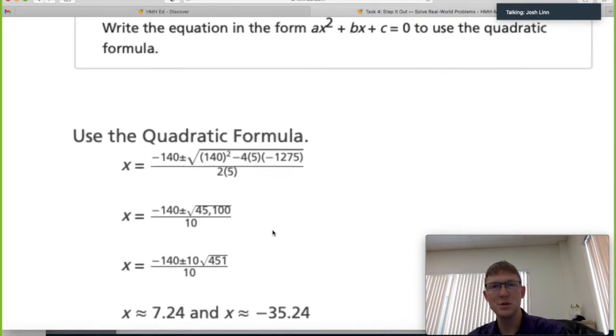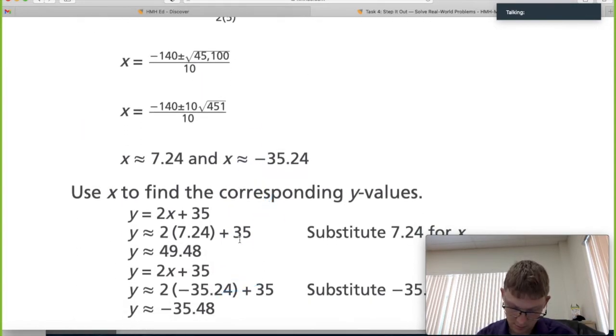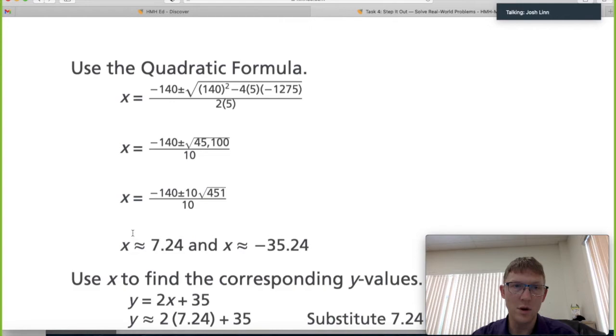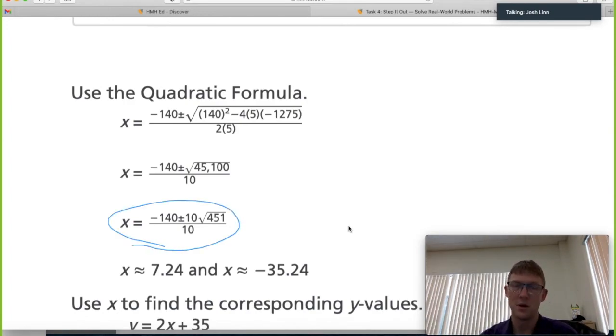So again, we're just going to use the quadratic formula at this point. Negative b plus or minus the square root of b squared minus 4ac all over 2a. Plug everything in. Algebra, that's this part right here. Go gadget math. And then we're going to have x is approximately equal to 7.24 and x equals negative 35.24. So here's our exact answer. Notice we have a plus or minus. Don't forget, that gives us 2 answers.